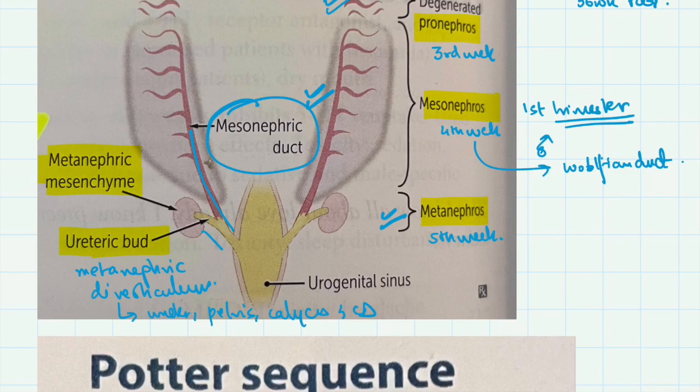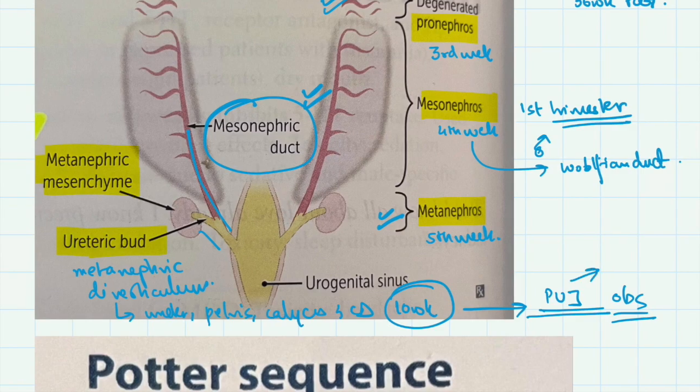It is fully canalized by 10 weeks, and if there is any problem with the canalization, it may lead to anomalies. For example, the pelviureteric junction is the last to canalize, and if it does not canalize, it leads to obstruction of the pelviureteric junction, which we also call PUJ obstruction, right? And PUJ obstruction is the most common cause of prenatal hydronephrosis, right? We'll talk about it in detail later, but you need to know this basic thing before diving into the details.